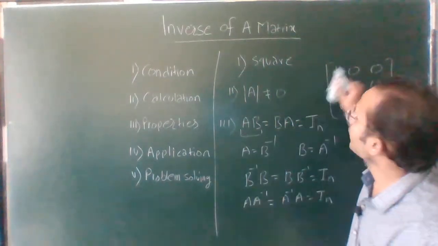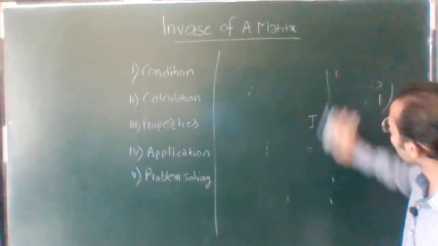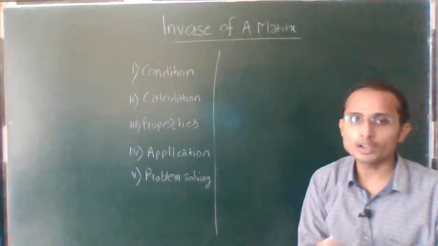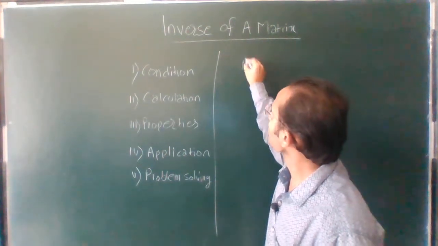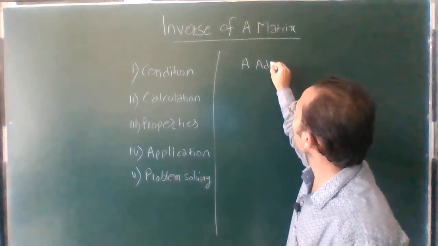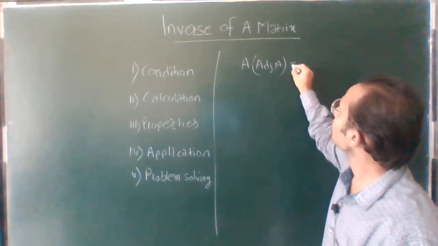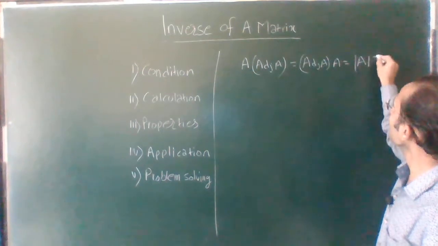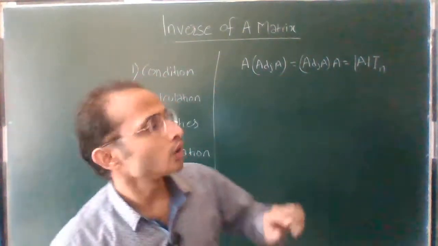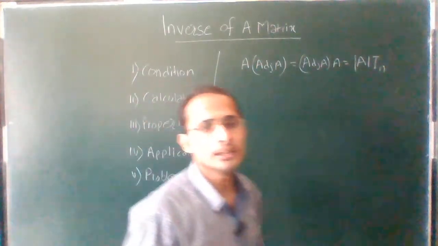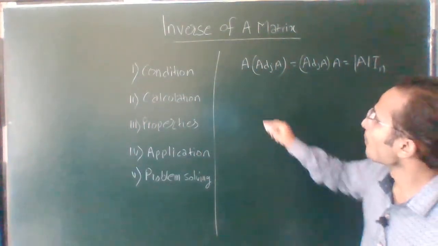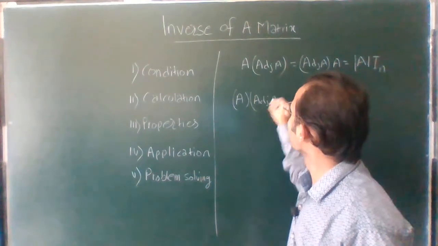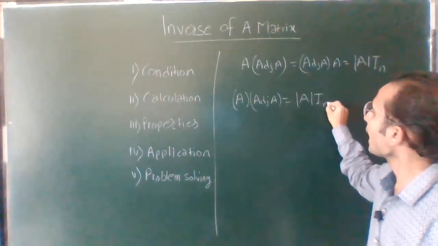Then we will go for the calculation of the inverse of a matrix. Basically, we have two ways to calculate the inverse of a matrix. The first one is by using the property of adjoint. The first property of adjoint, as we studied earlier, is A into adjoint of A is equal to adjoint of A into A, which is equal to determinant of A into I, where I is the identity matrix of the order of matrix A. So by taking this, we can say that A into adjoint of A is equal to determinant of A into I.